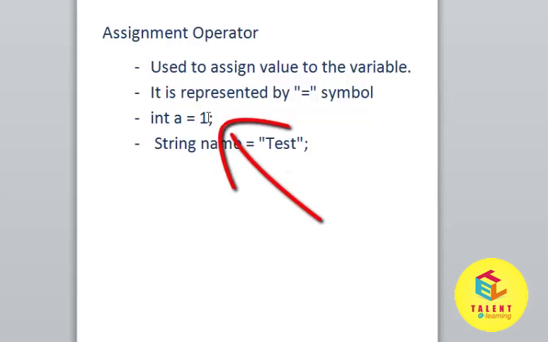Here, this is the example of assignment operator. In this, value 1 is assigned to variable a, which belongs to integer. Same way, string test is assigned to variable name, which belongs to string.